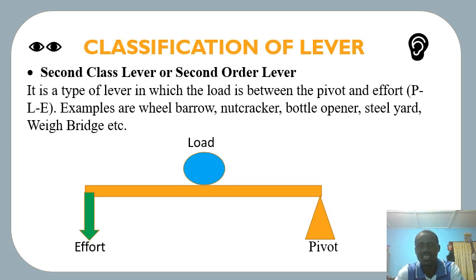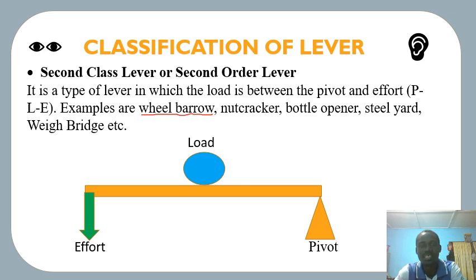For example, the common device that I always use to remember the second class lever is the wheelbarrow. If you take the wheelbarrow, see that the load is at the center. It's between the effort and the what? Pivot. So when you remember wheelbarrow, it must tell you that we are talking about a second class lever.